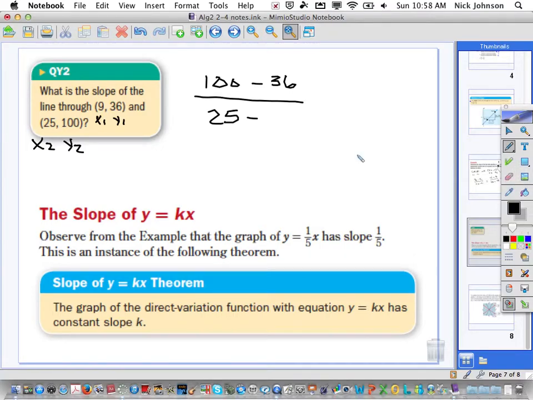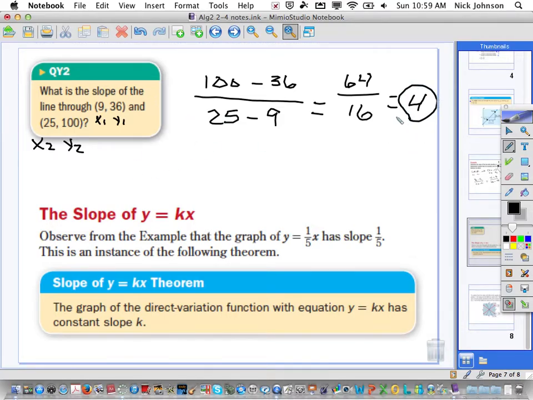Okay? Well, we should all know that 100 minus 36 is 64, correct? And 25 minus 9 is 16. So we all know 64 divided by 16 is equal to 4. So the slope of my line is 4.